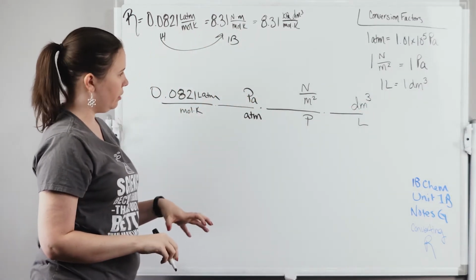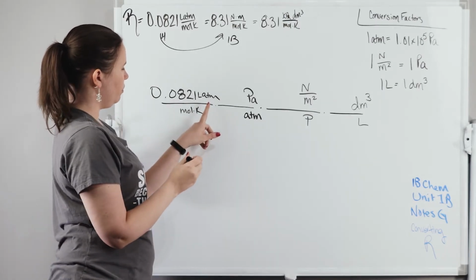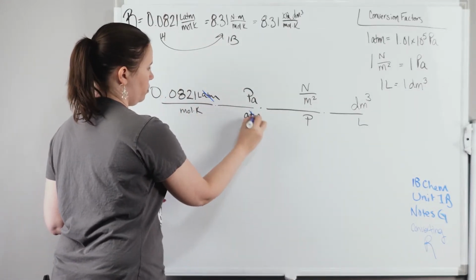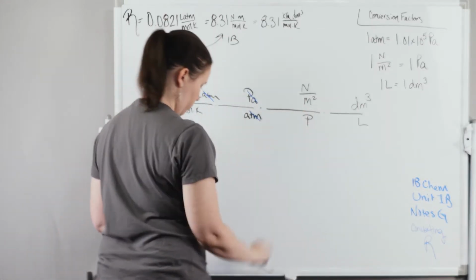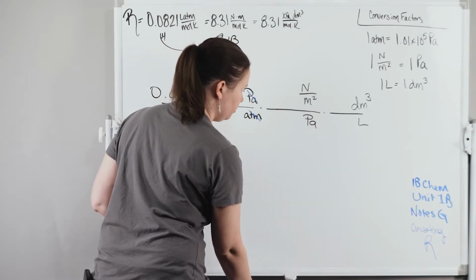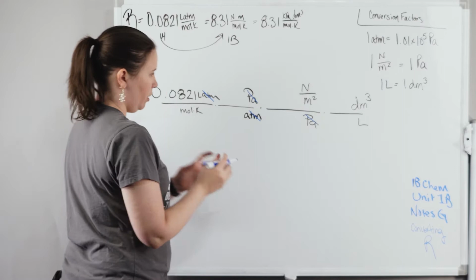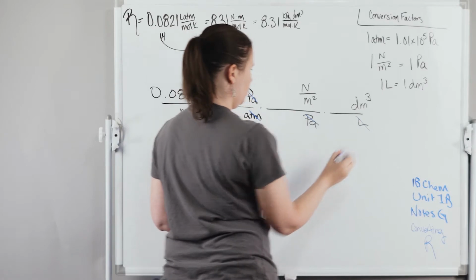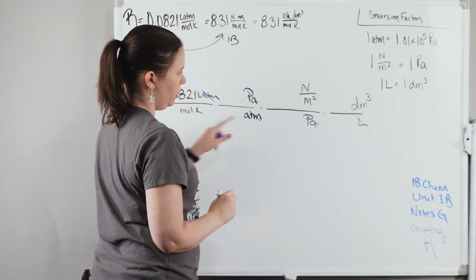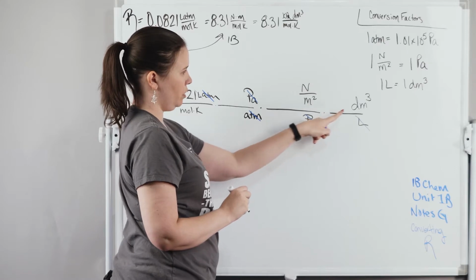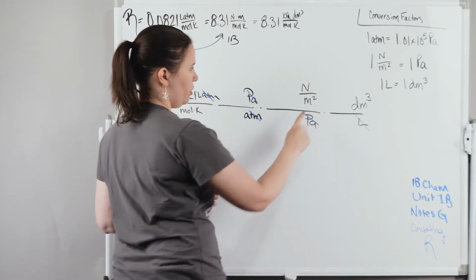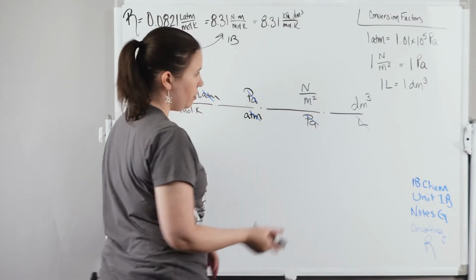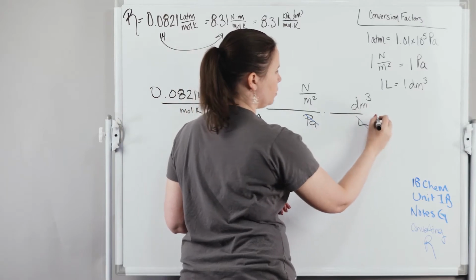So let's take a step back and kind of see what we have left. So what have we canceled so far? Actually, let me do this in another color. My atmospheres cancel. My Pascals, oops, I forgot to write the A. Pascals cancel. And then I kind of ran out of steam. Now my liters cancel. So I've got my mole Kelvin still, and now I have a Newton, a meter squared, and a decimeter squared. So the thing that's closest to canceling at this point is my meter and my decimeter. So maybe I could go ahead and get my decimeter over into meters.